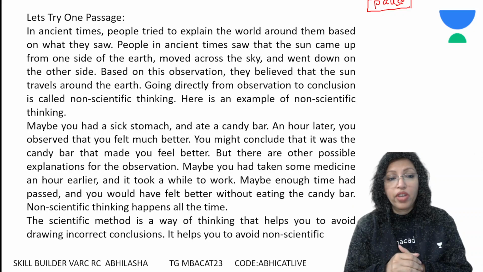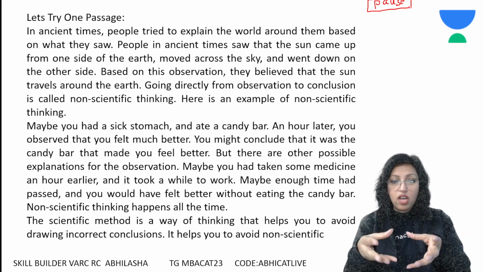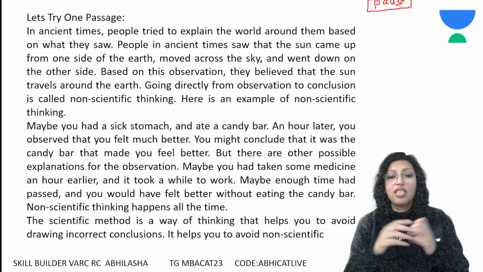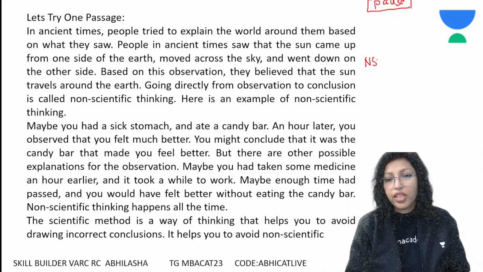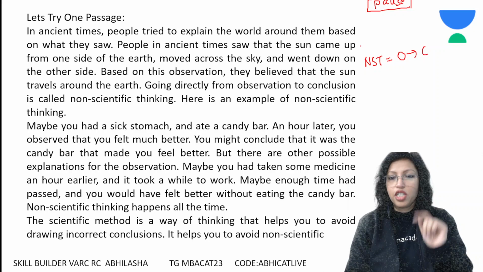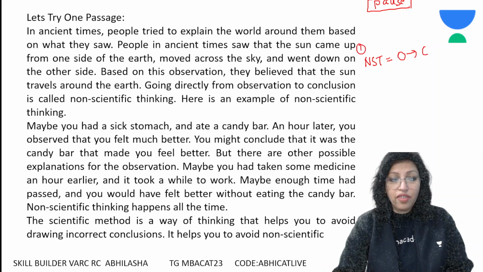Going directly from observation to conclusion is called non-scientific thinking. So when we observe something and we conclude something, this is non-scientific thinking, right? Here is an example of non-scientific thinking. So non-scientific thinking is equal to going from observation to conclusion. This is what the first paragraph talks about. The second paragraph now gives you an example of non-scientific thinking.